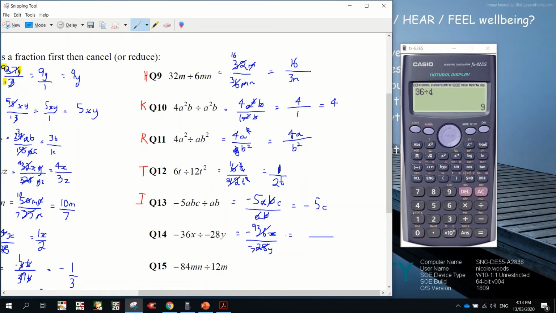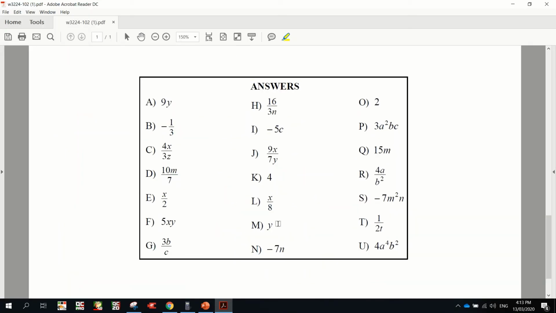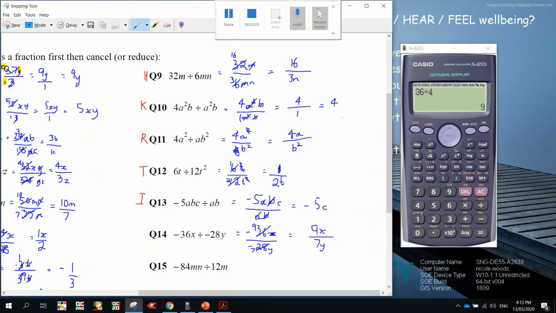Okay, now x is in the top but not in the bottom, so he stays, and the y is in the bottom but not in the top, so he stays. So what do we got left? 9x over 7y. Alright, and we said it was positive because a negative divided by a negative is a positive, so 9x over 7y. 9x over 7y, J.